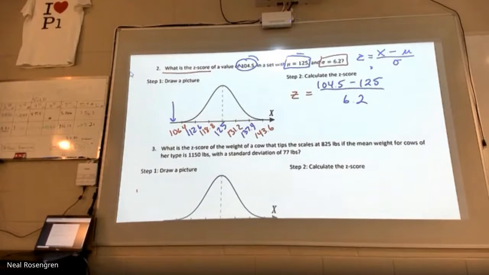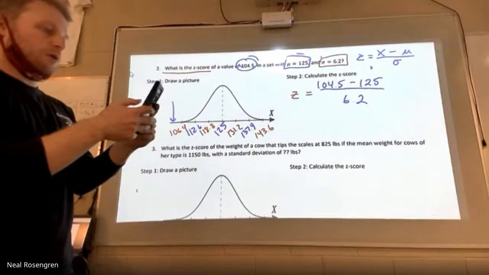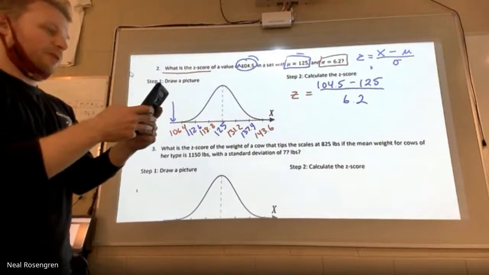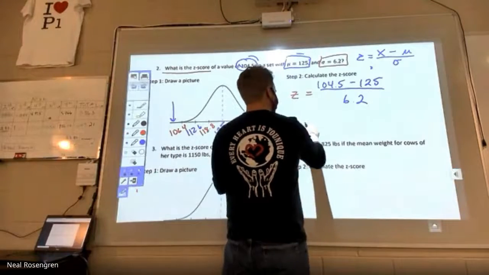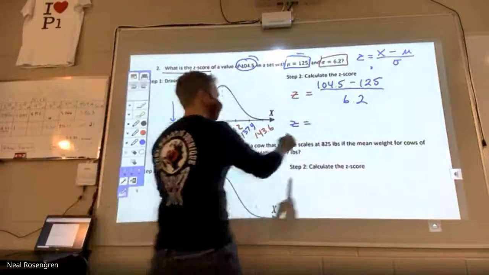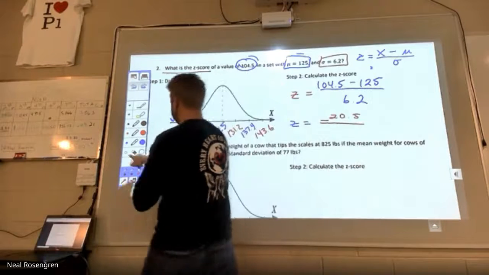Again, I'm going to let the calculator do all this work. Now, I always put the tops together first just to see what I get. 104.5 minus 125. And you can come down here, it doesn't matter. So that's negative 20.5 over, that's a weird spot for that negative.